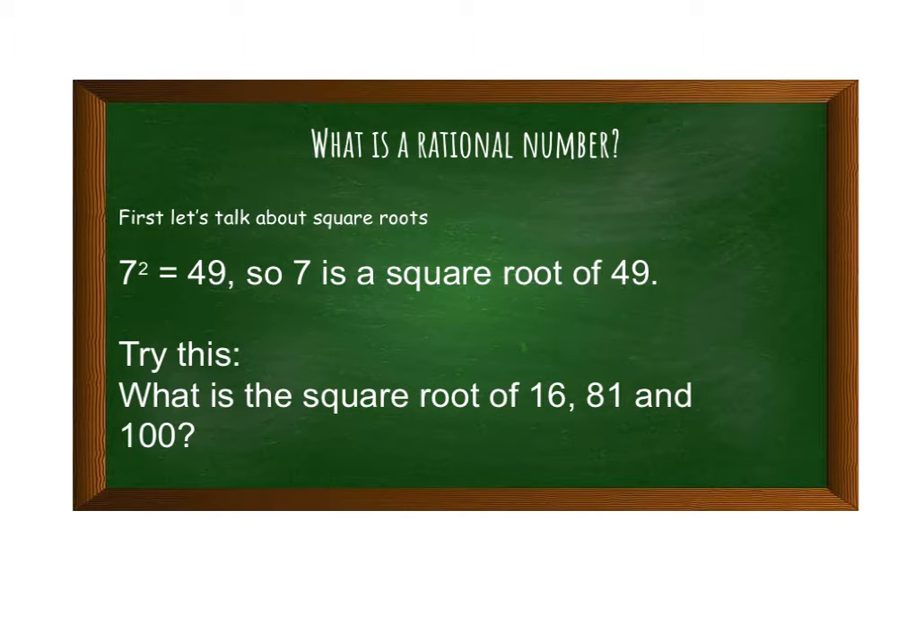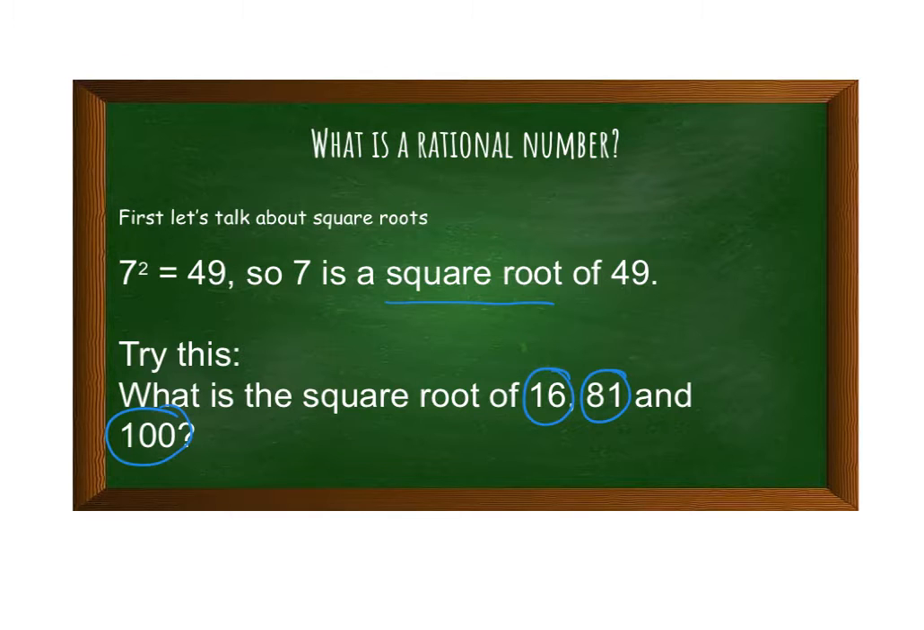First, let's talk about square roots. So 7 squared is 49. So what we can say is 7 is a square root of 49. Okay? Go ahead and underline square root. What I want you to do is I want you to try this. What is the square root of 16, 81, and 100?